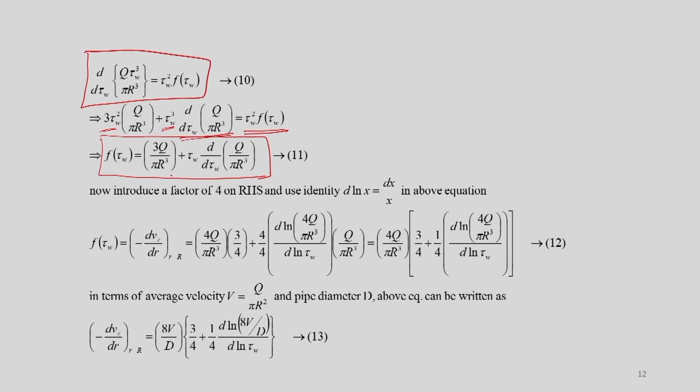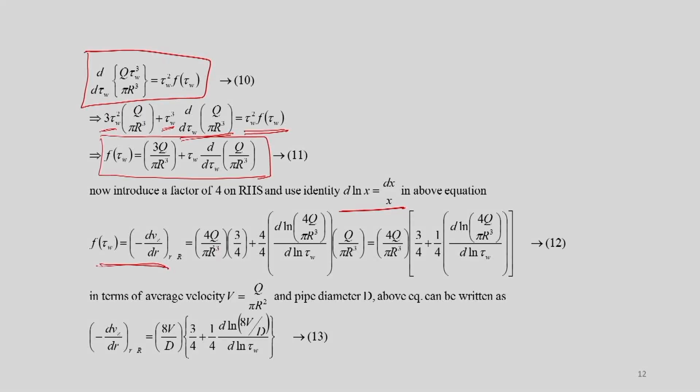So, in this equation number 11, in the right hand side we make use of factor 4 for both the terms, that is both first and second terms we divide and multiply by 4, and then we apply the identity d ln x is equal to dx by x. So, then we can write that f of tau w, which is nothing but minus dvz by dr at r is equal to capital R.